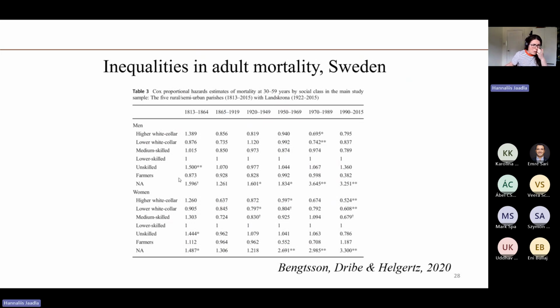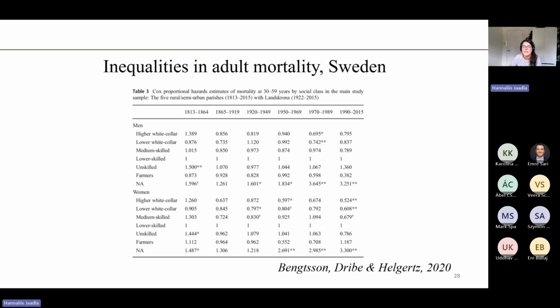So for men, it's their own occupation, whereas for women, it's their... Oh, actually, in this study, no, sorry, it's not actually. It's also always the highest household occupation, both for men and women, which for men most likely is their own occupation, but for women that probably is their spouse or somebody else in the household. And so how to read this table is that all these measures are relative to lower skilled. So if there's a higher value, for example, unskilled, that means they have a 50% higher mortality risk in adult mortality compared to lower skilled. Whereas if you have a lower value than 1, that means you have a lower risk.